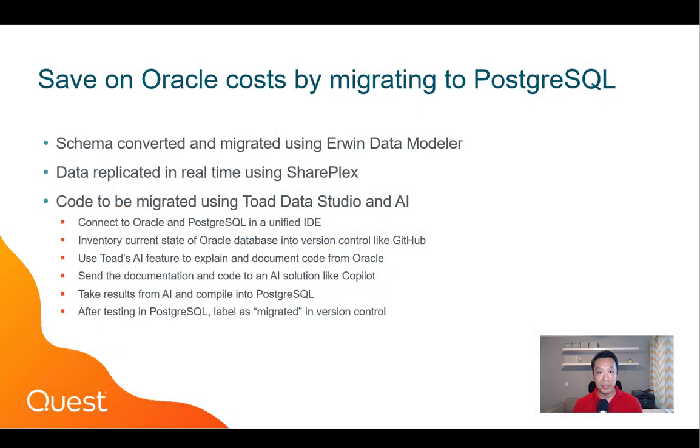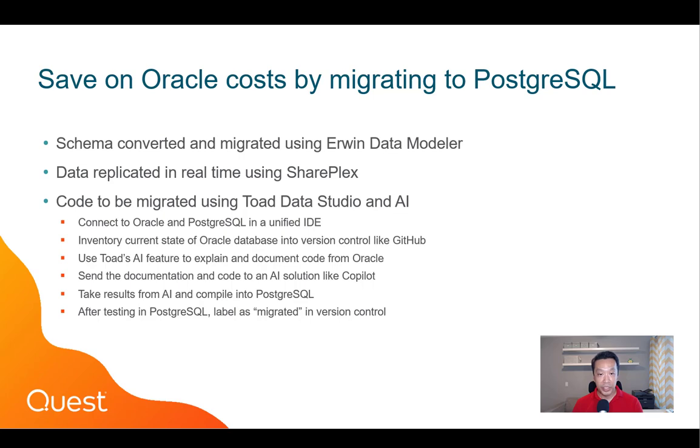Many people are trying to save on their IT spend and are looking to move away from Oracle and onto other platforms like Postgres. In this example, I'll assume that you've already migrated the tables, data, and views over. Erwin DM is a popular choice for migrating schema structures, and SharePlex will help you replicate data over from Oracle to Postgres in real time. Now the tricky part is migrating the stored procedures, because the syntax and the structures of the two databases are not the same.